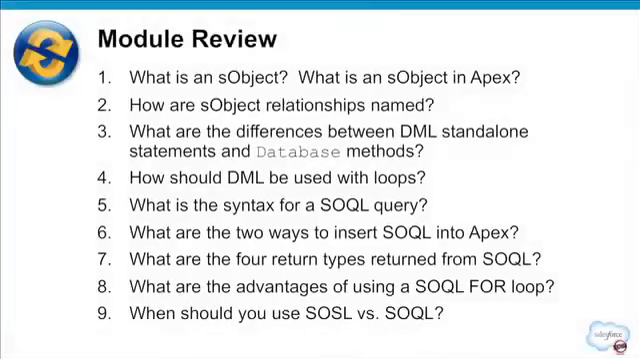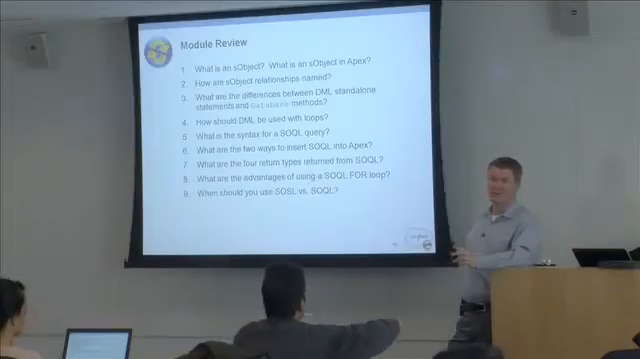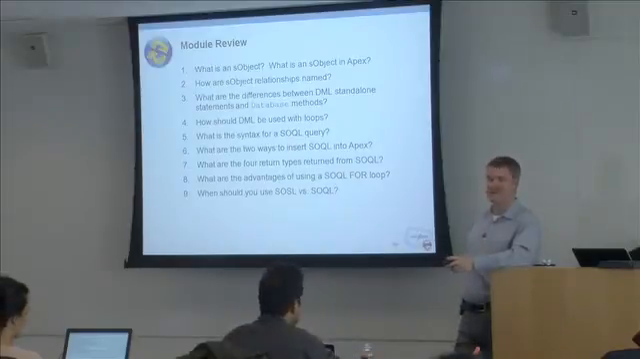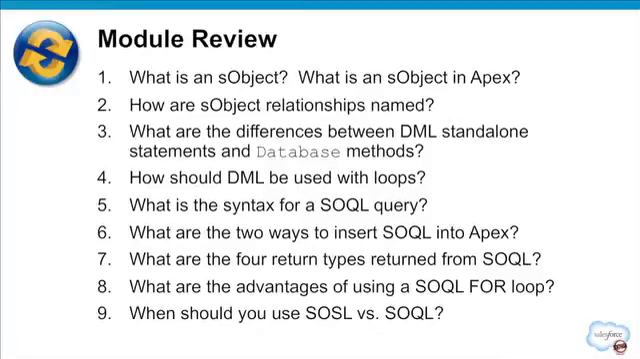What is the key difference between the standalone DML statement and the database methods? They both are going to modify data in the database. What's the key difference? What's the one thing that separates the two? Database gives you a couple more options. And what are those? All or nothing. That's the key option. So it gives you the all or nothing. So you can set all or nothing equal to false in the case of the method format. Okay, very good.